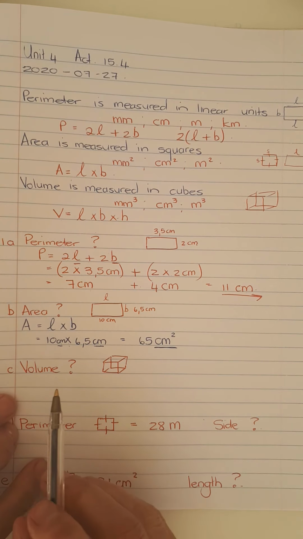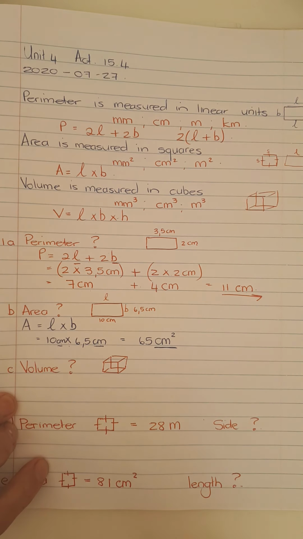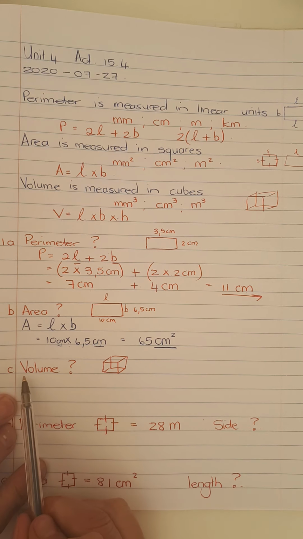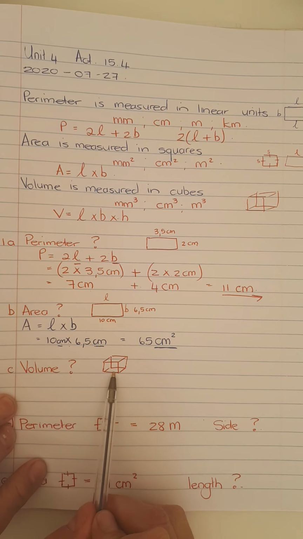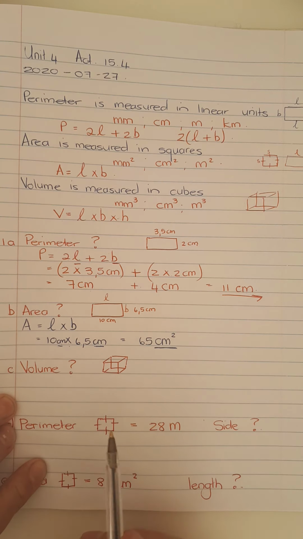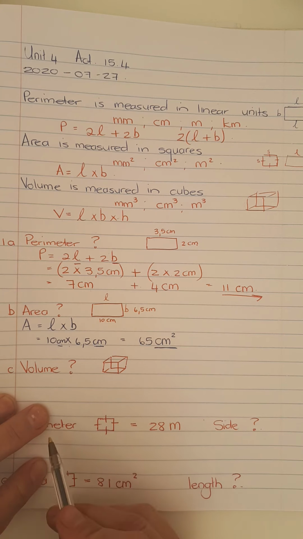Now volume. The next question they say, find the volume of a cube. So I've got to find the volume of a cube. So I write that down exactly like that. Then I know what I am looking for. The volume of the cube with a length of 7 centimeters.